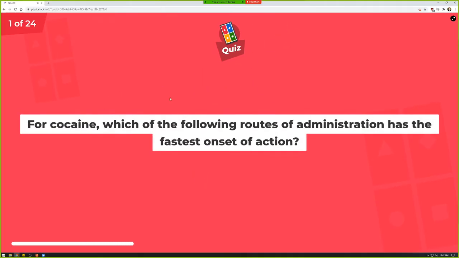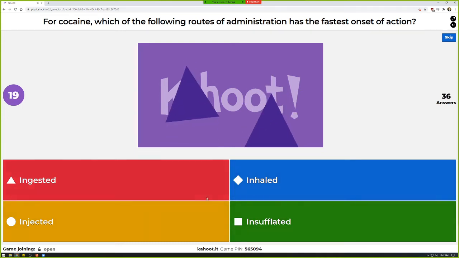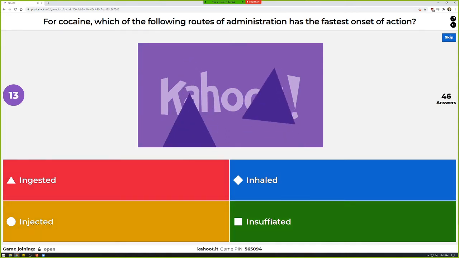All right, so for cocaine, which of the following routes of administration has the fastest onset of action? We're talking about different routes of administration. Which one do you think would be fastest? If I ingested it, if I injected it, if I inhaled it, or insufflated it? This one's kind of a joke question, but I think there are some points we can make here. For those of you who don't know, insufflation is where you're snorting the medication.